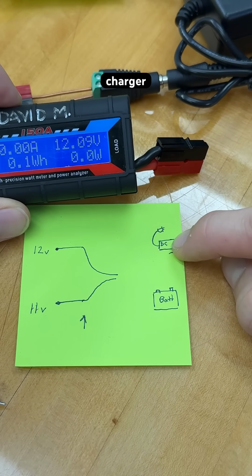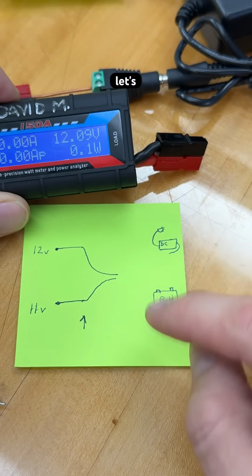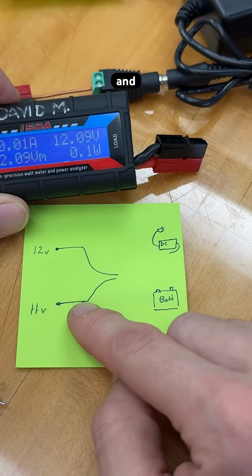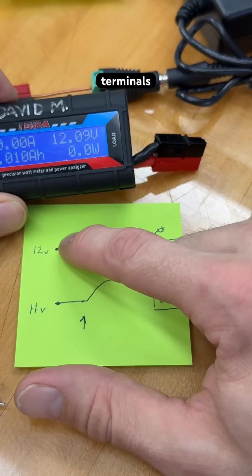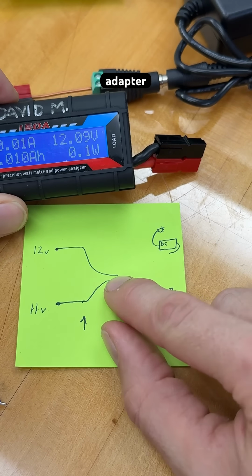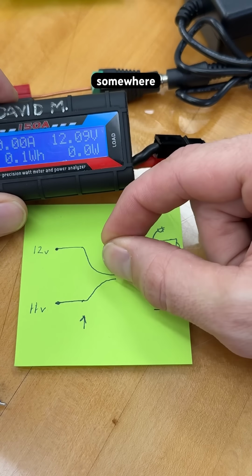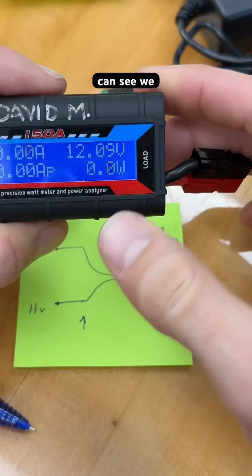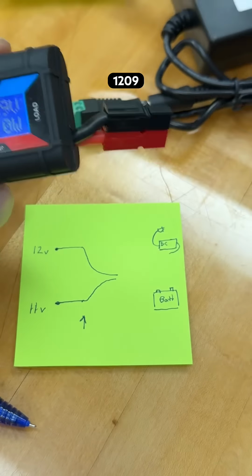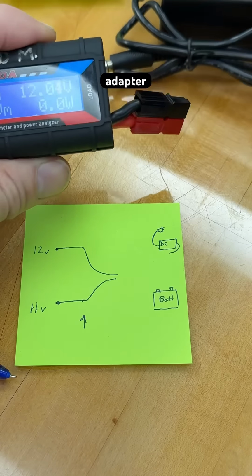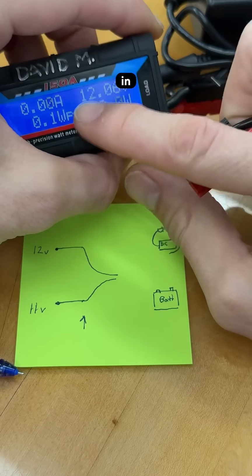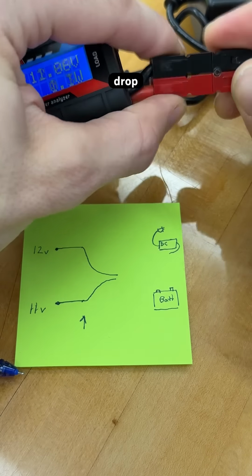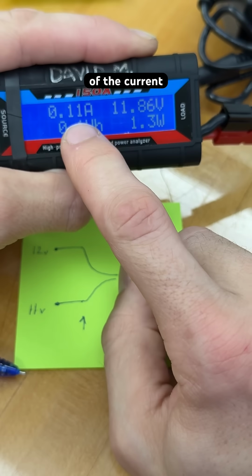So we have a charger sitting at 12 volts, let's say, and a battery at 11 volts. When you connect them, the terminals of the battery will go up in voltage and the terminals of the output of this adapter will drop down and meet somewhere in the middle. So you can see we have 12.09 at this DC adapter, and we have the battery. As soon as we plug it in, this should drop along with the beginning of the current to flow.